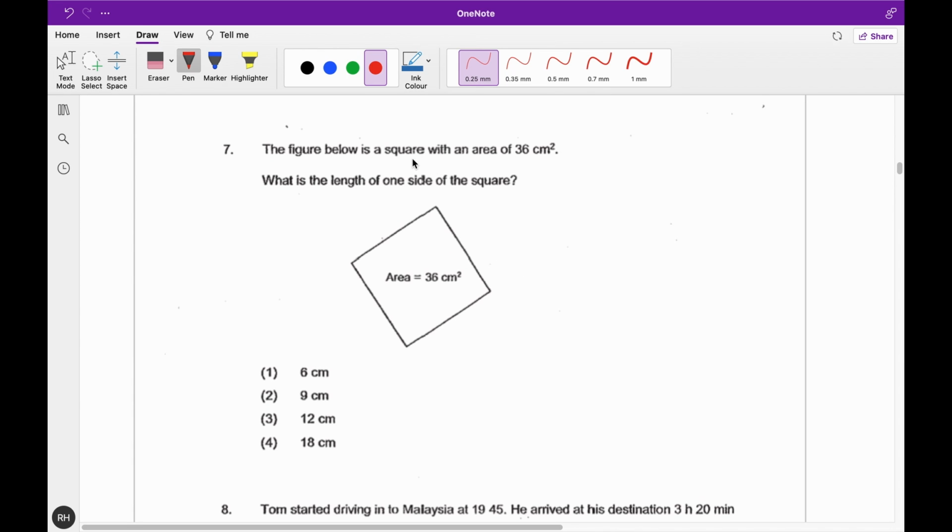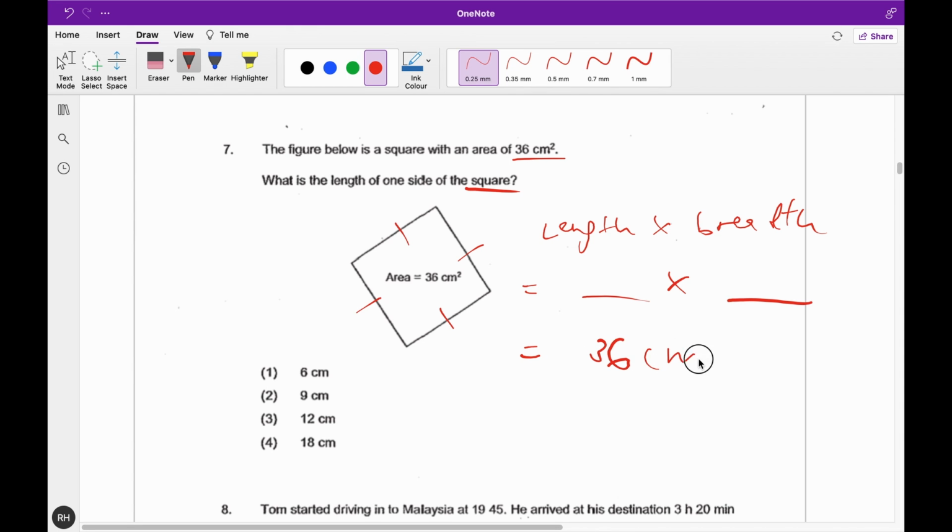Question 7. The figure below is a square with an area of 36 square centimeter. What is the length of one side of the square? Okay, so the properties of a square is that they have 4 equal sides. And how do we find the area? The formula of the area is length times breadth. Since this is a square, the length and the breadth is the same number, right? So what times what will give you 36 square centimeter? You know the answer is 6 times 6. Answer will be option 1.